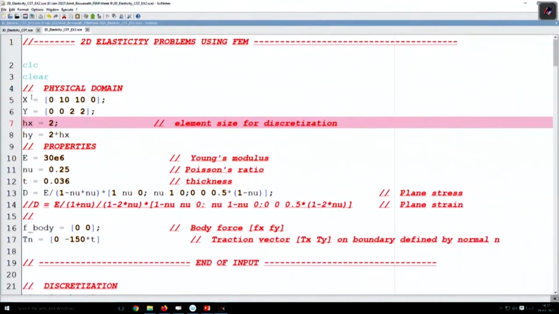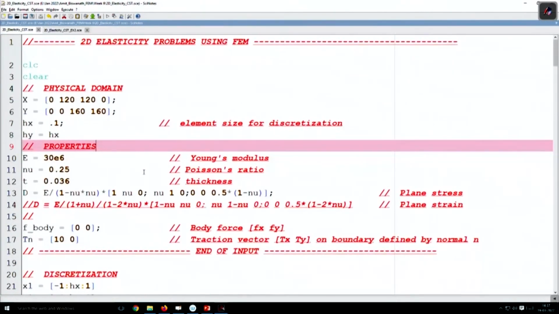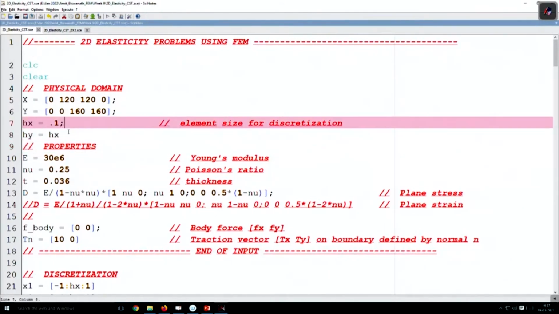So the first one is the physical domain. We have to define what is the domain we have, and then let's start with this code. This is the physical domain, and hx and hy. Hx is the element size of the element in x direction.